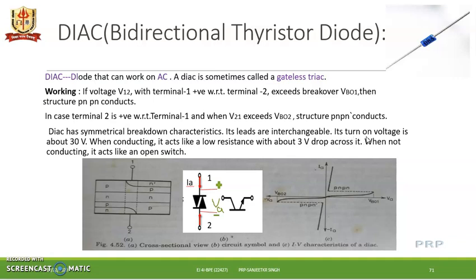Its turn on voltage is about 30 volts. So this breakover voltage is near about 30 volt, and when it is in on state, the voltage drop across the device will be 3 volt. When not conducting, when it is in off state, it will behave as open switch.